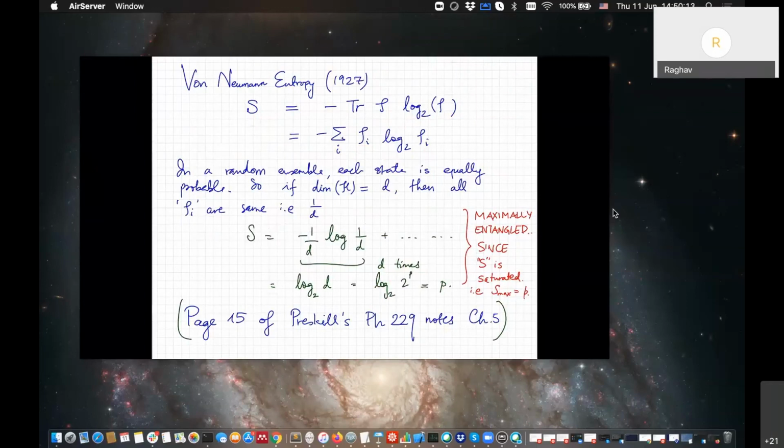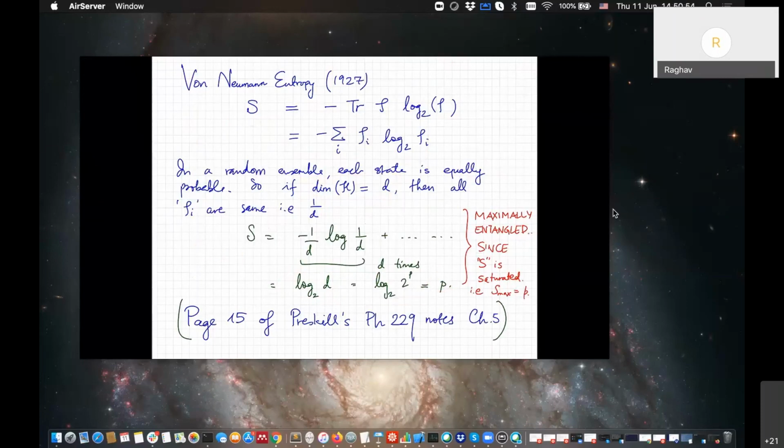Now, if we have a random ensemble, then all these rho i's are the same, and they are just equal to 1 by d, where d is the dimension of the Hilbert space. We'll understand this once we go to the coding part. If all the rho i's are 1 by d, then minus 1 by d log 1 by d, summed over d terms, just gives me log d, and d is nothing but 2 to the power p. So this is just giving me p.